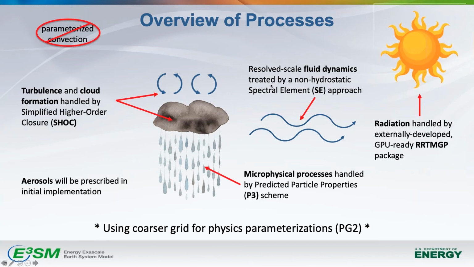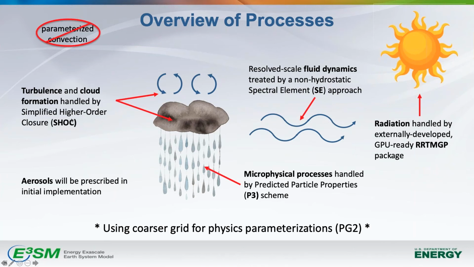We have a non-hydrostatic version of E3SM's spectral element dycore. The microphysics scheme is somewhat different. It's the predicted particle properties, or P3 scheme, rather than MG2. Aerosols are just going to be prescribed in the initial implementation for simplicity. And there's a separate project called EAGLES that's developing the prognostic aerosol for this model.